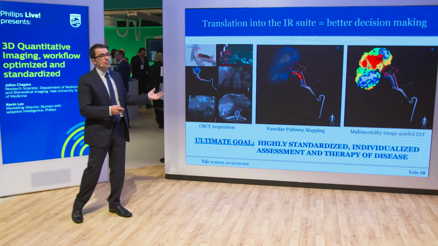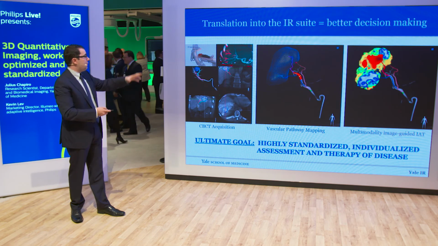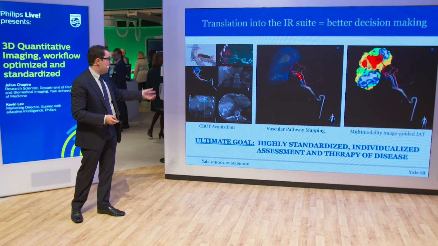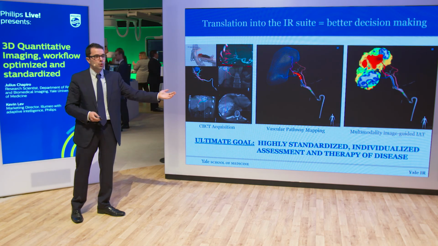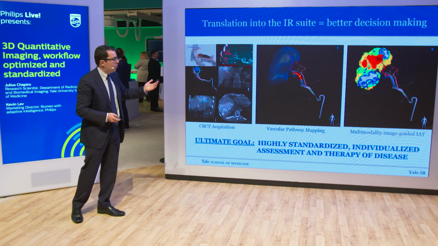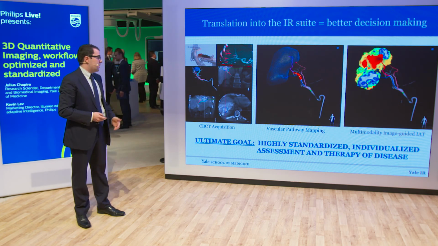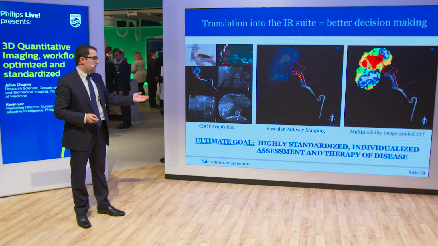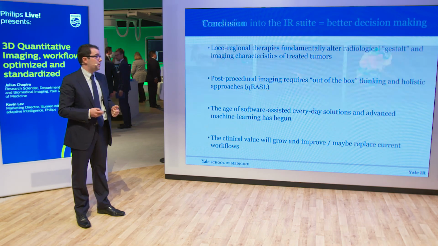And so the ultimate idea, the vision of all this in interventional oncology, is to have all this information readily available into the cone beam CT setting to map the vascular pathway using tools like AmboGuide, and then have a multimodality guided image-guided intervention that will be highly standardized, individualized, and provide an individualized personal assessment of therapy of the disease.